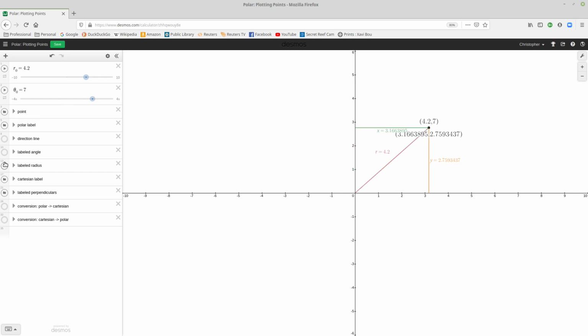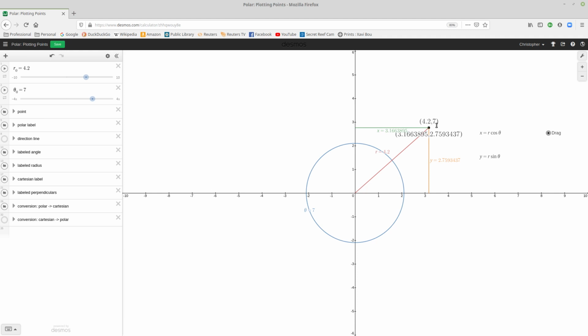If I put them both back, we can see how the x and the y and the r are going to form a right triangle. And that's going to be useful for establishing our conversion between these systems. So if I want to convert from polar to Cartesian, remember from our trigonometry that x is going to equal r times cosine theta, and y is going to equal r times sine theta.